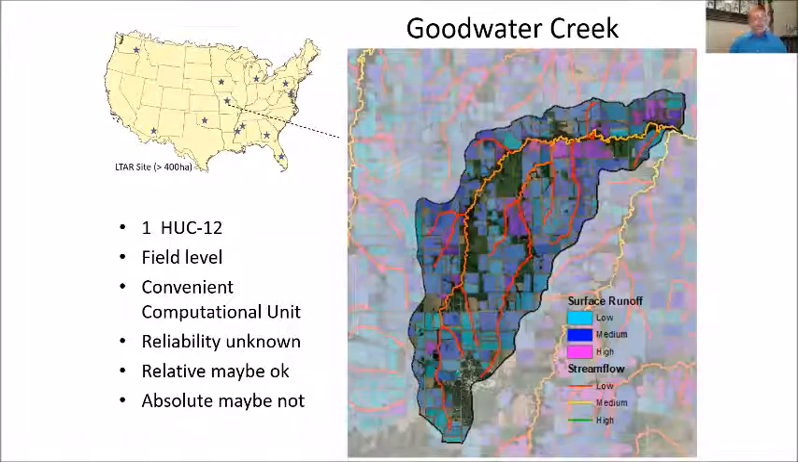This is an ARS watershed we've been monitoring in Missouri. It's a Huc 12. I just want to give you an idea of the fields, some of the variability in runoff between those fields, and how the streams capture the runoff as we move downstream.